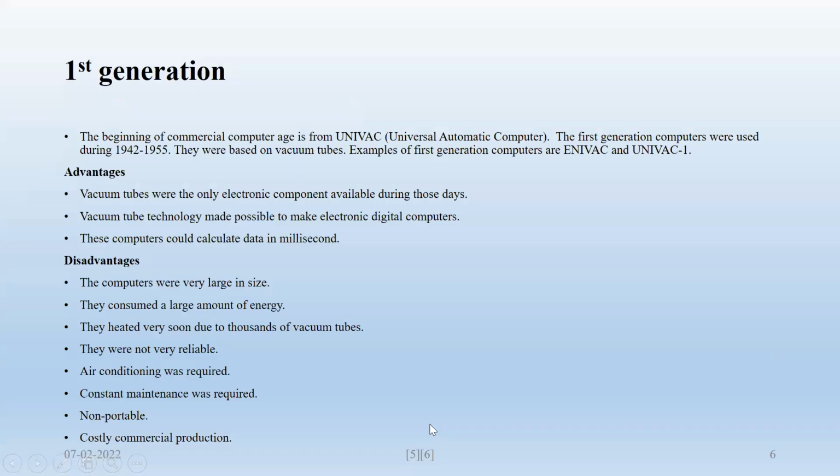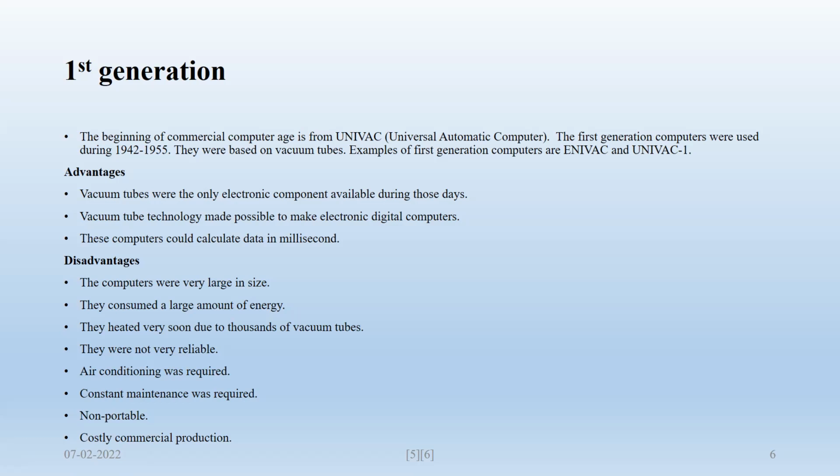First generation, the beginning of the commercial computer age, is from UNIVAC, which is called Universal Automatic Computer. The first generation computers were used during 1942 to 1955. They were based on vacuum tubes, because at that time the vacuum tube was the only electronic component that had been discovered. Examples are ENIAC and UNIVAC, Universal Automatic Computer.